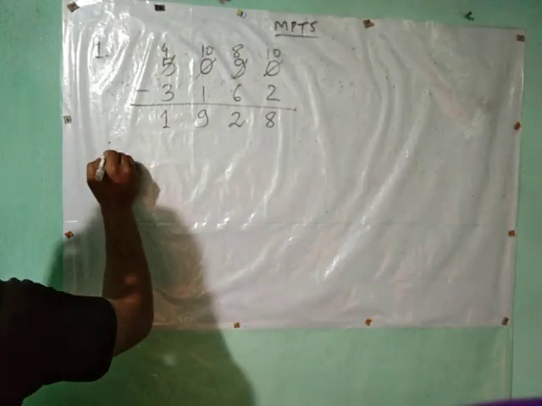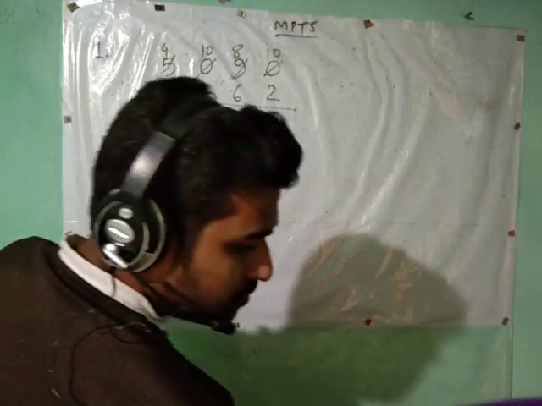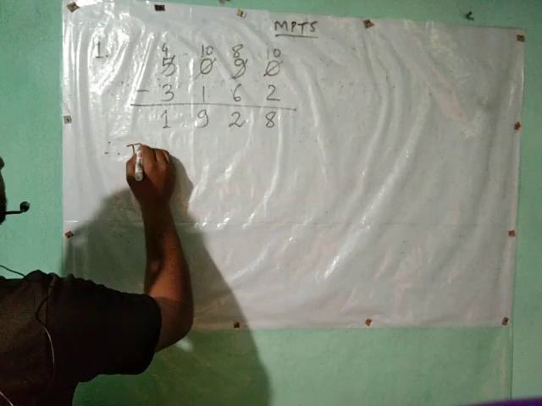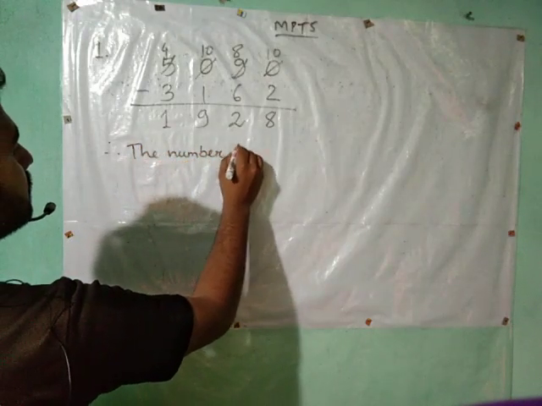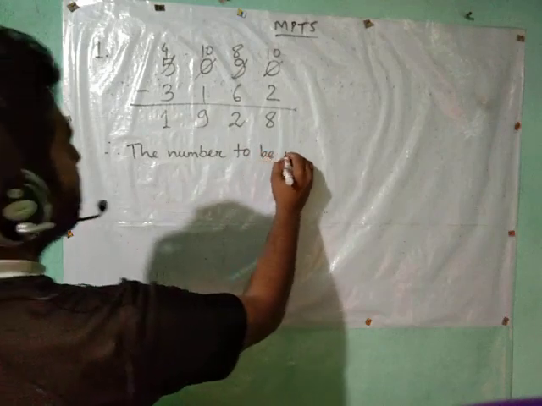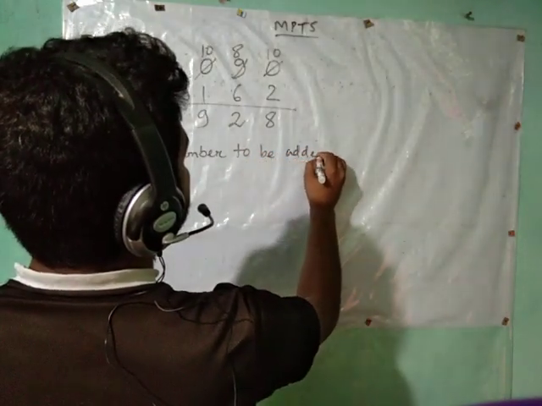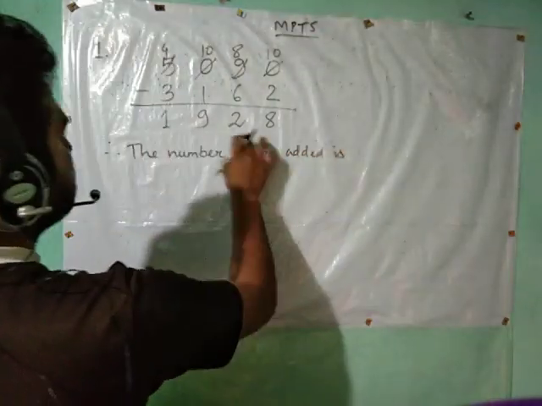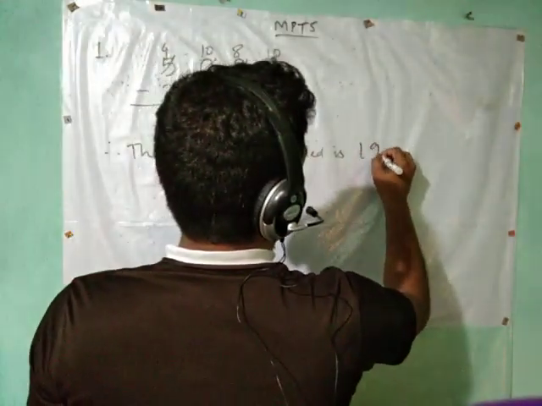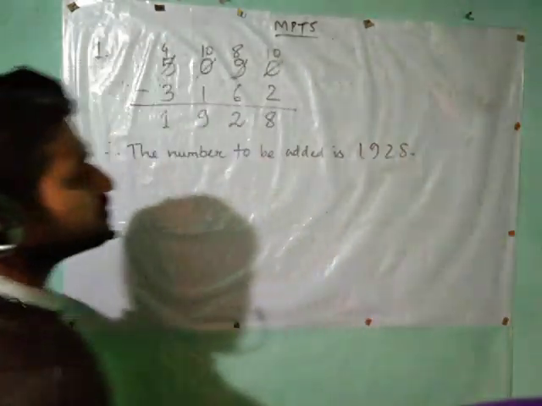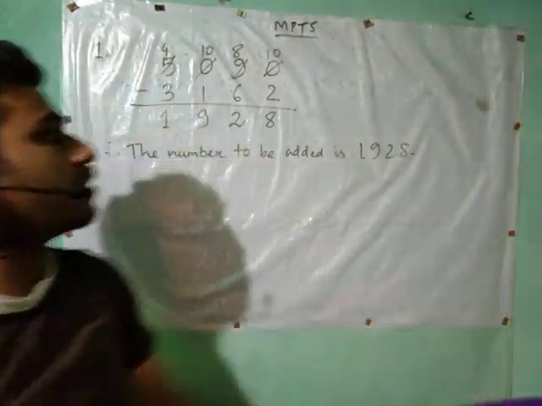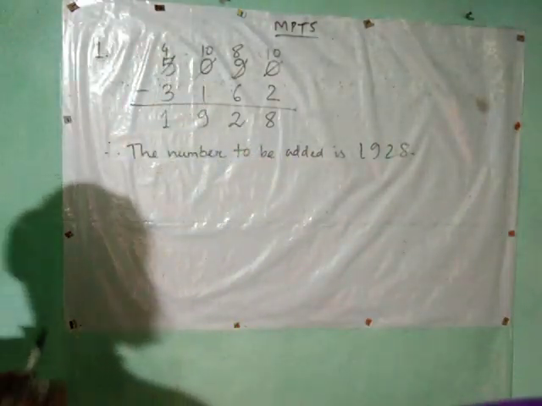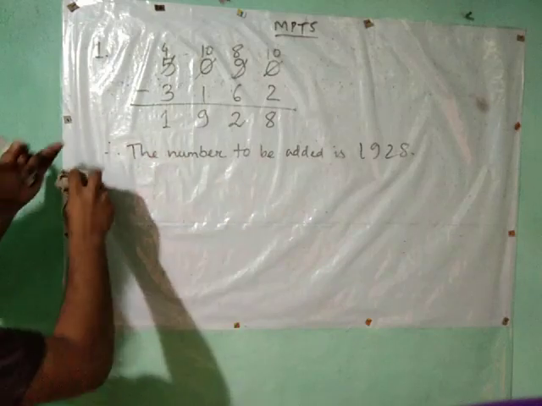So answer. Therefore, the number to be added is 1928. You have to write in this manner, okay, because it is a word problem. So I hope you understood. So I am going to rub it.